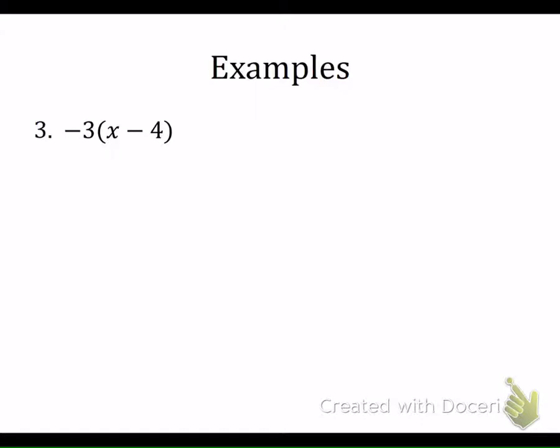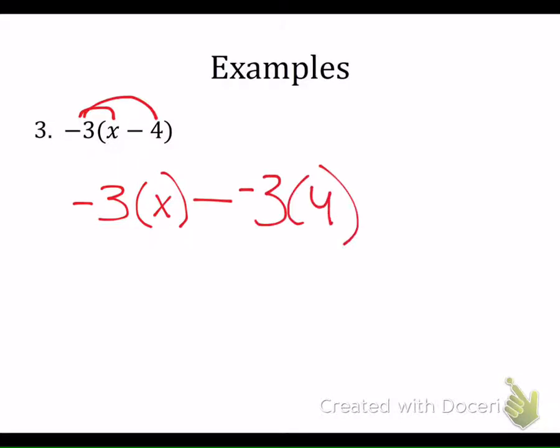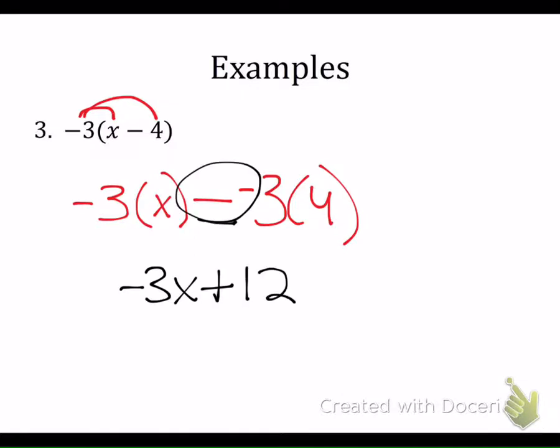Now, this one I am going to write out. If you don't want to write out my first step, that's fine. I just want to show people, especially with the signs, what's going on. So this is negative 3 times x. Keep the minus sign. Then we have negative 3 times 4. Negative 3 times x is negative 3x. Minus a negative becomes a plus, and 3 times 4 is 12.